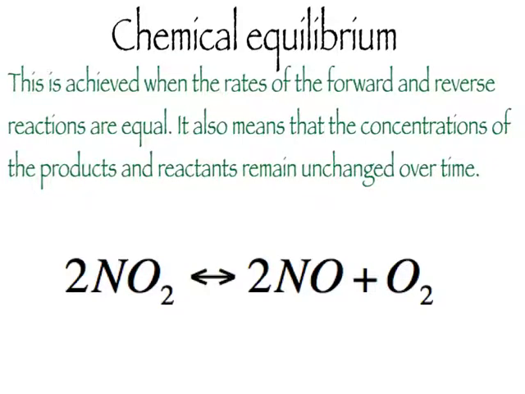A chemical equilibrium is achieved when the rates of both the forward and reverse reactions are equal or constant. It also means that the concentrations of the products and reactants will remain unchanged over time. Chemical equilibrium is denoted by a double arrow. Now let me show you what it will actually look like in real life.